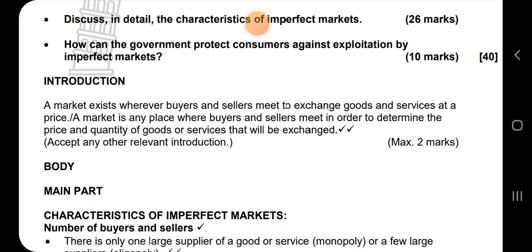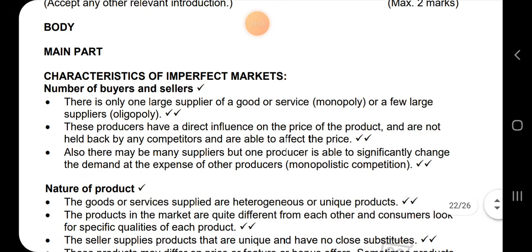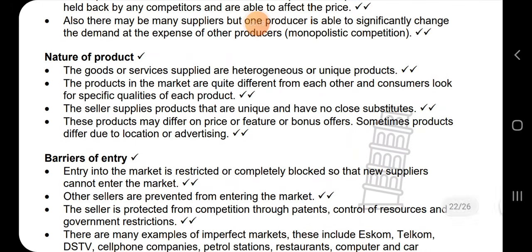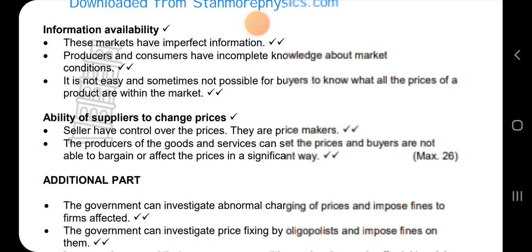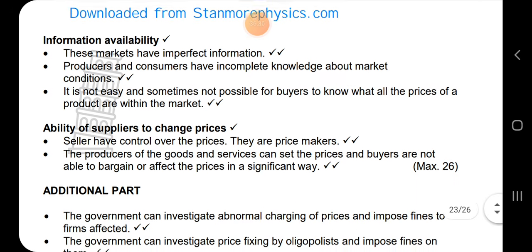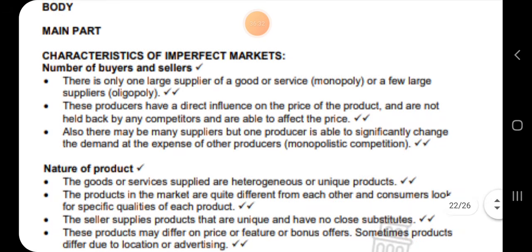That is your introduction. You are asked to discuss the characteristics of imperfect market. Explain what is a market, or explain what is imperfect market. You have your introduction. And then for your body, you are asked to give the characteristics of imperfect market. The characteristics of any market go by, we look at the number of buyers and sellers, we look at the nature of product, we look at barriers to entry, we look at information availability, we look at the ability of suppliers to charge prices. So that is 1, 2, 3, 4, and 5.